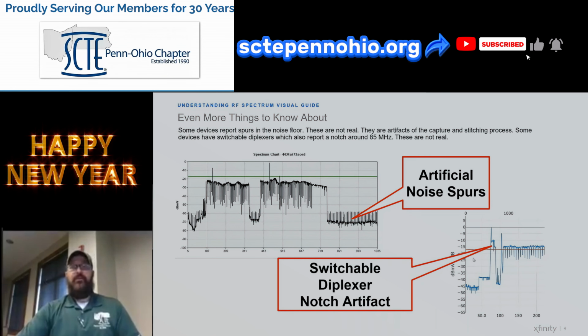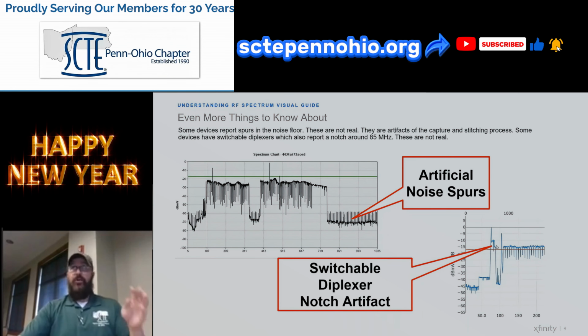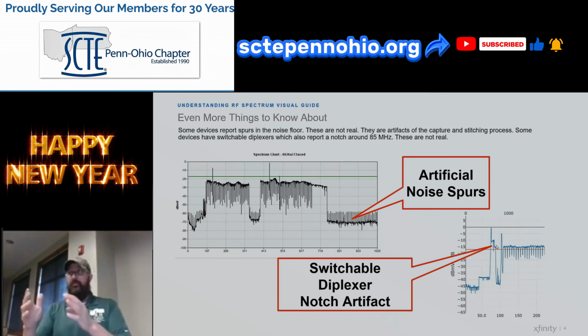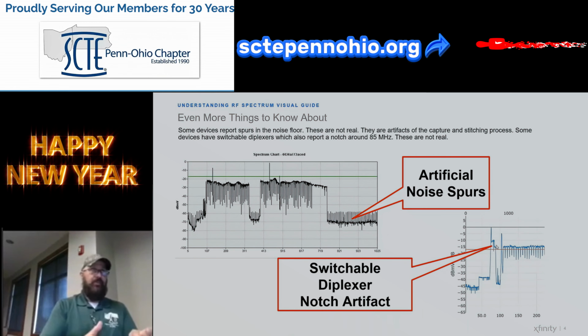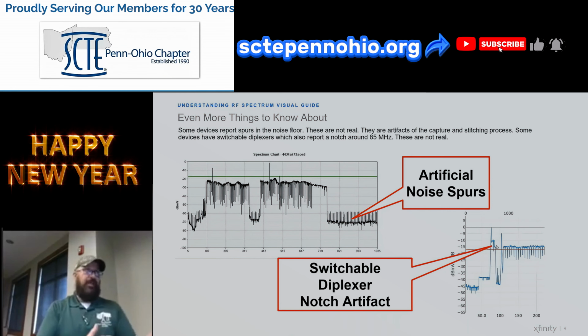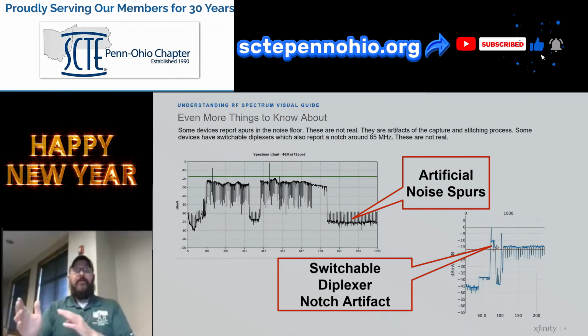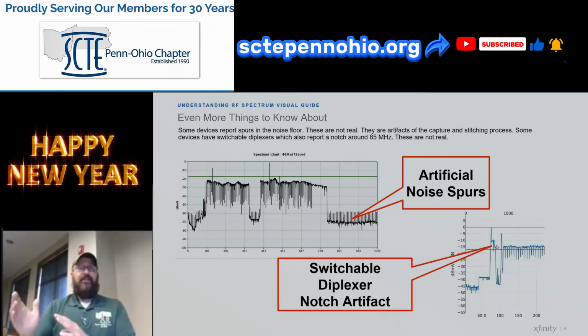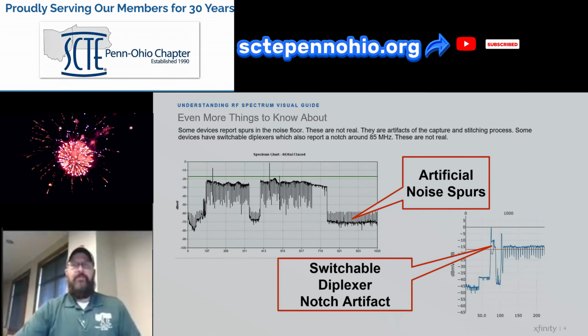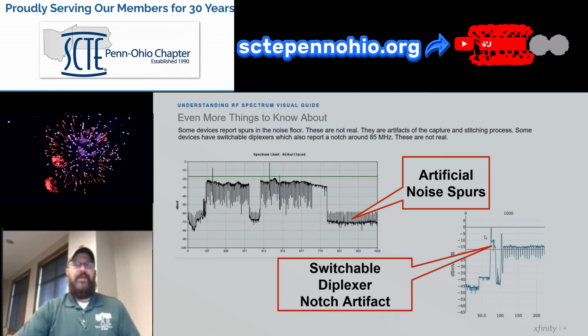Now, this other one is a switchable diplex. So we have some devices out there that are capable of being operated in both the sub-split or the mid-split mode, right? Potentially even high split in the future. And there's an artifact that gets created by that switchable diplex right at that band edge.